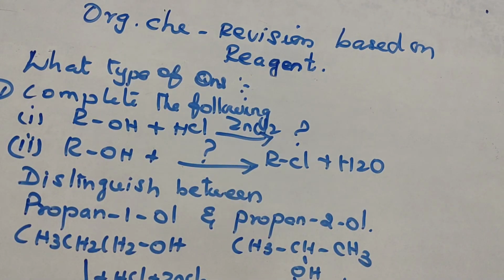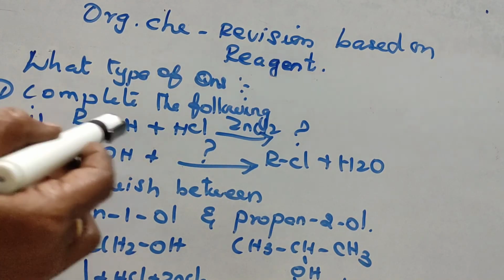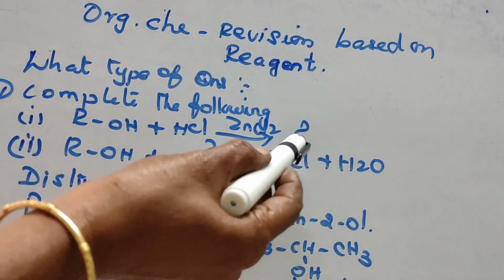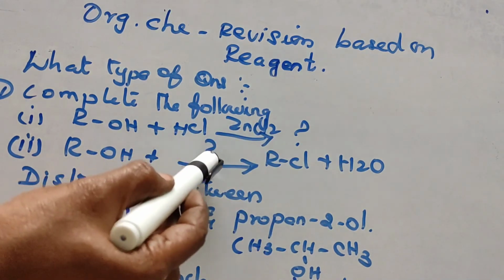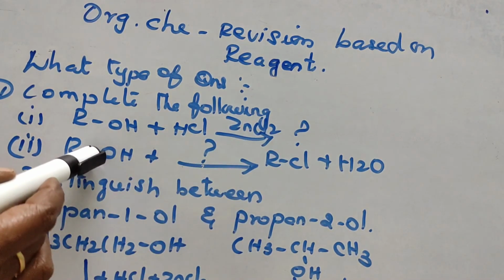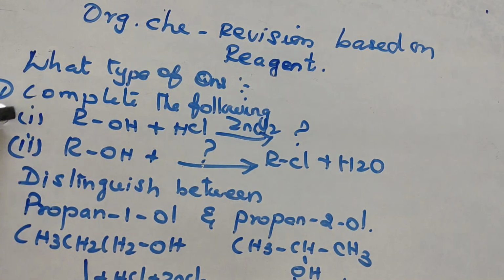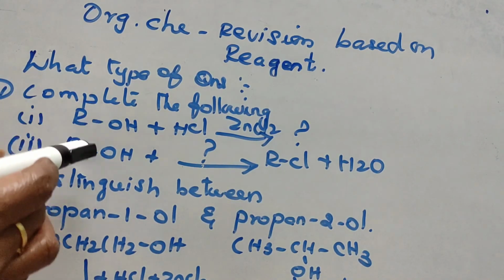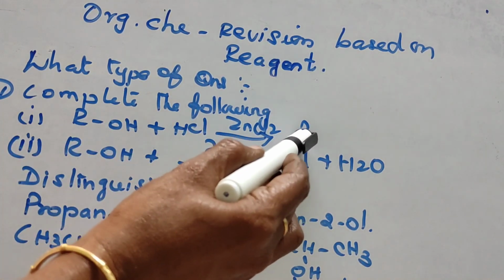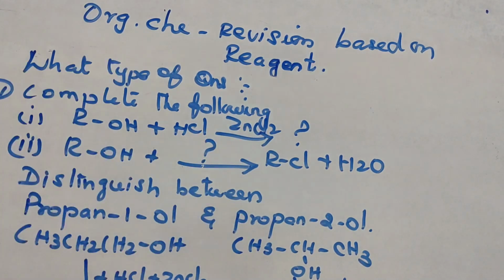Next, let us see what type of questions are possible from this. First type, complete the following. Here the question mark may be given on the product side, the reagent side or the reactant side. So the same complete the following can come in different ways. Here you have to write the product, here the reagent.